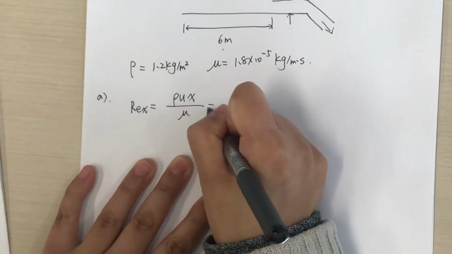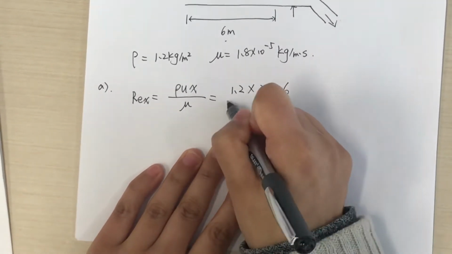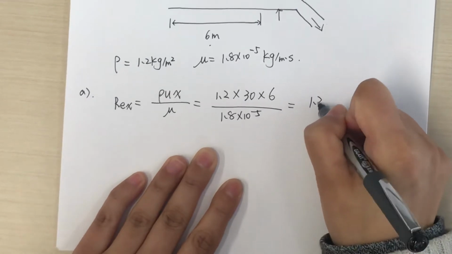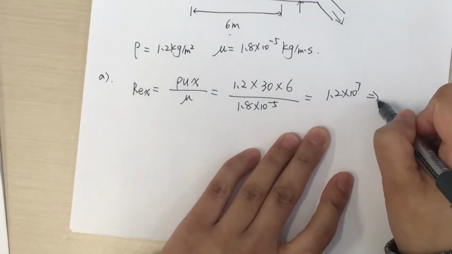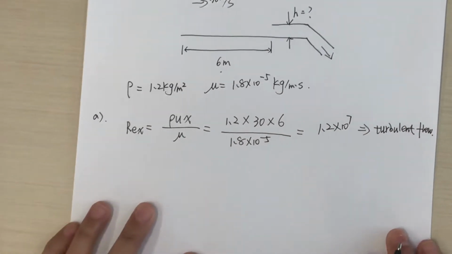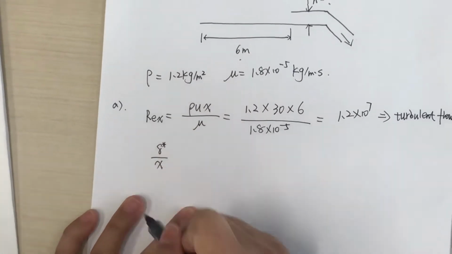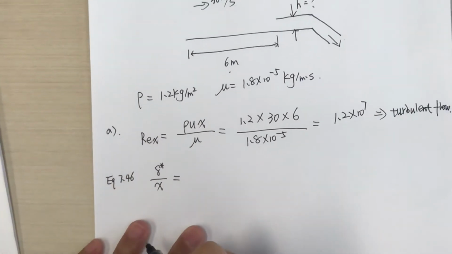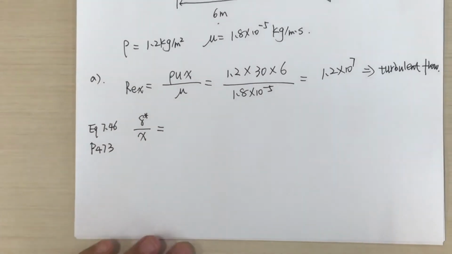We use the equation to find the Reynolds number. The density is 1.2, the velocity is 30. Distance is 6. Then we can get the Reynolds number is here. Then we can consider it as a turbulent flow. Then we have to use turbulent flow's displacement thickness equation to find the displacement thickness. So we use the equation. This should be equation 7.46 in your textbooks. It should be page 473.